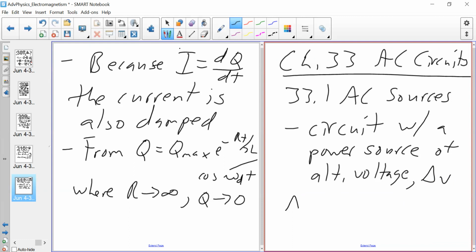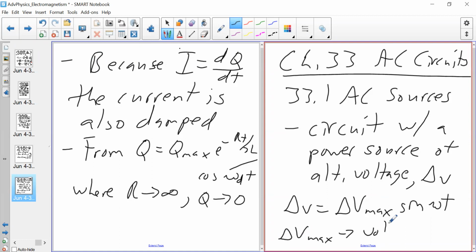And so this alternating voltage source is going to have alternating peaks of maximum voltage, basically the maximum amplitude of a sine function or a cosine function. And we've seen this before, like Q max in this associative wave function. So this would be a sample voltage function produced from an alternating voltage source like a generator. So this delta V max is the voltage amplitude.